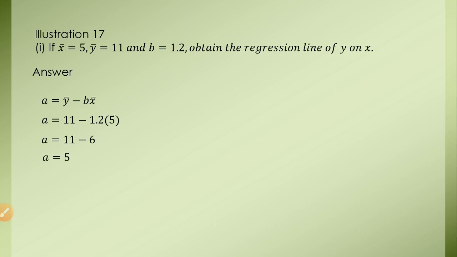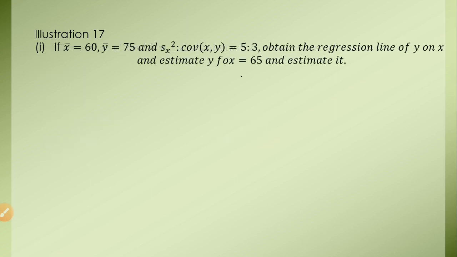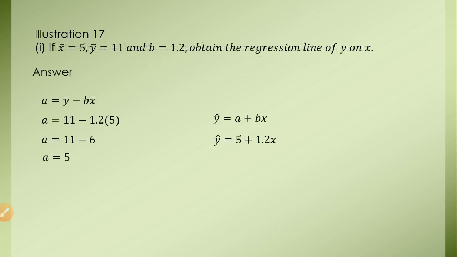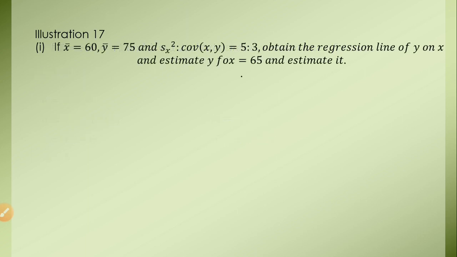Now see, step 1 is to find b, b is there. In step 2 you have found out a is 5. So what is the regression line? It's a plus bx, so 5 plus 1.2 into x. Okay, next illustration number 17. This was 17.1 and this is 17.2.